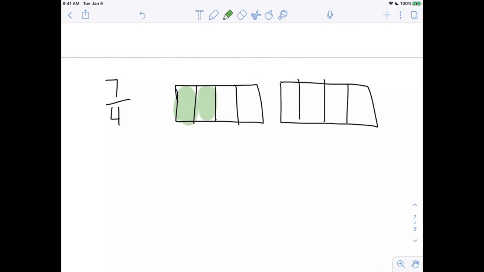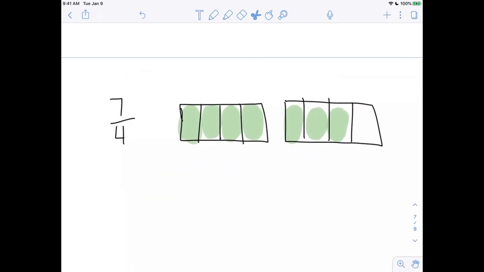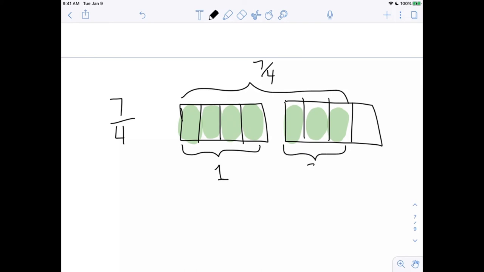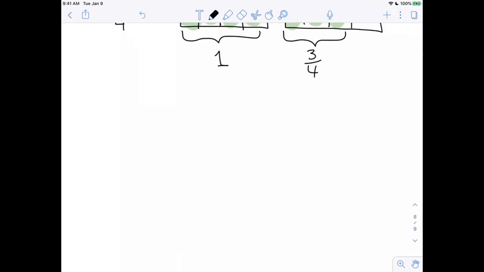1 piece, 2 pieces, 3 pieces, 4 pieces, 5, 6, and 7. And so that is what 7/4 is going to look like with the area model. You can see we have 7/4 right here, which represents one whole plus 3/4 left over. But right now, our real focus is just trying to draw what 7/4 is going to look like. And now let's draw 7/4 on a number line.